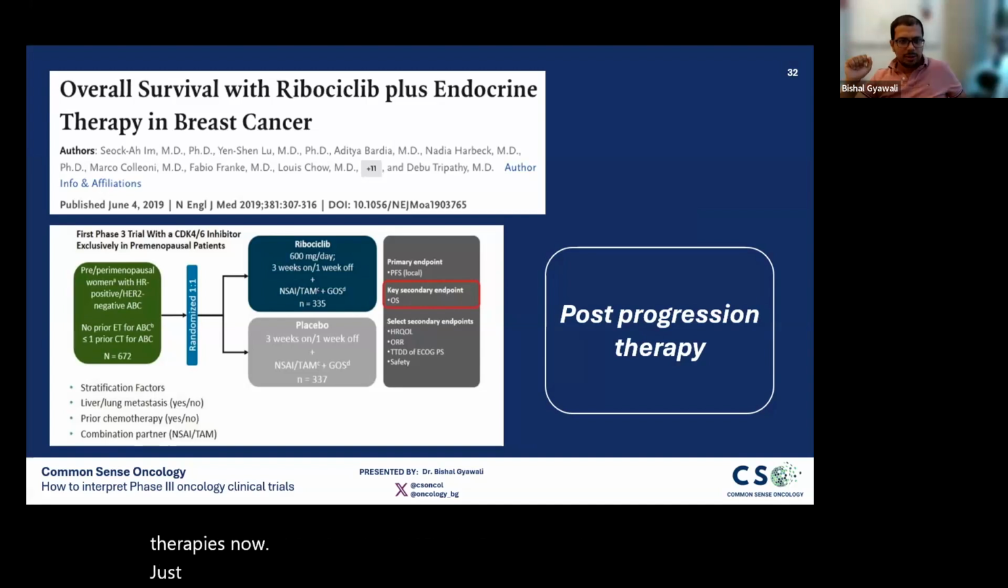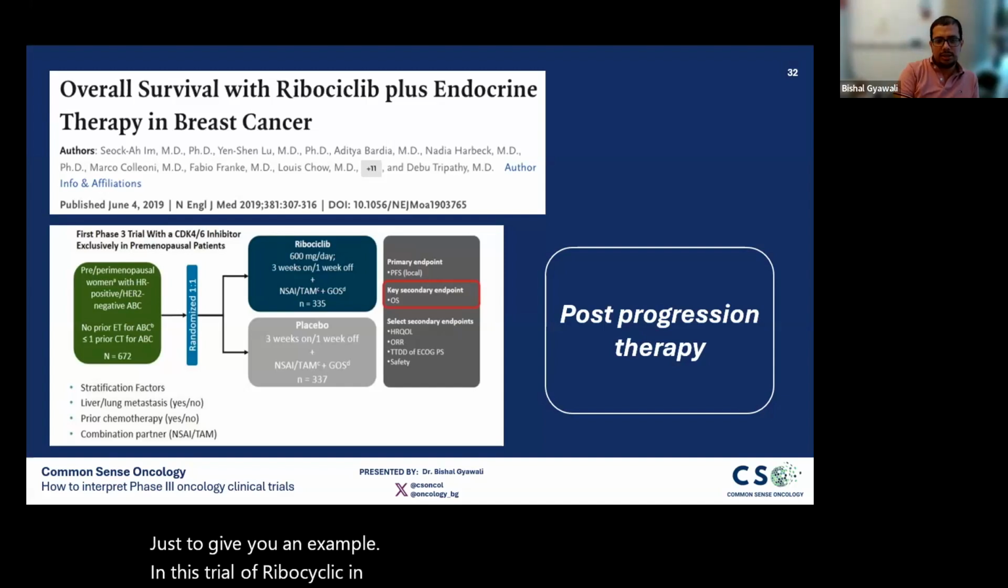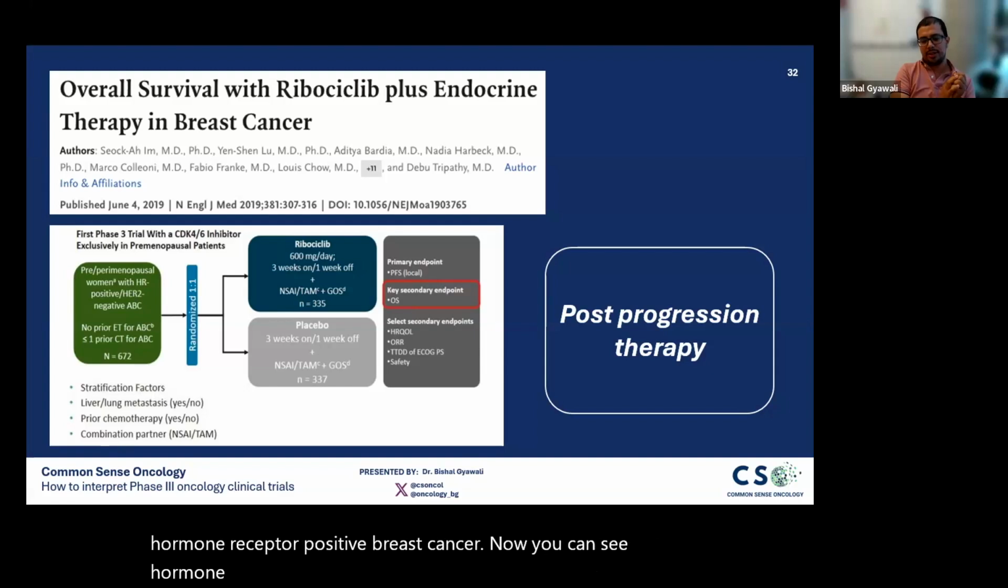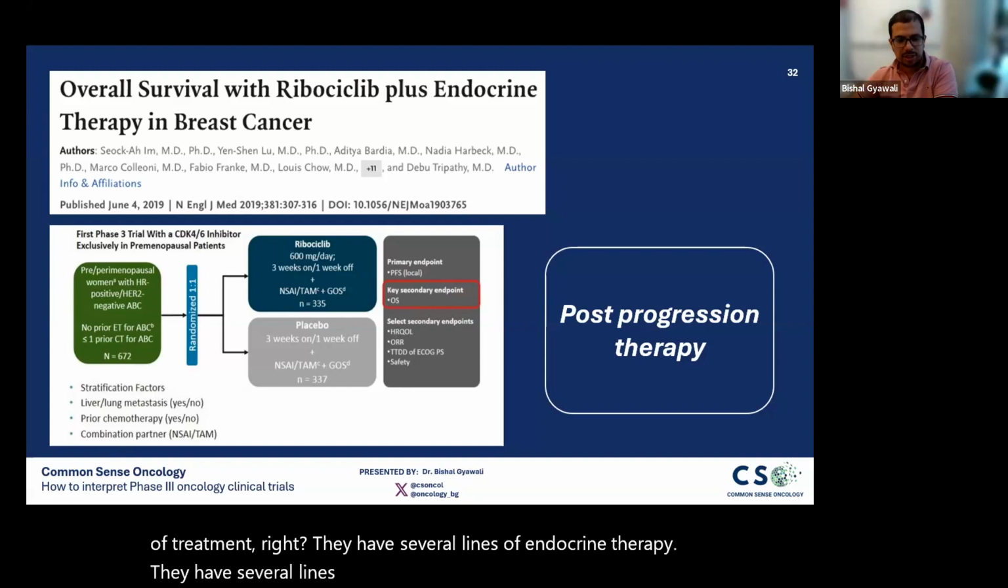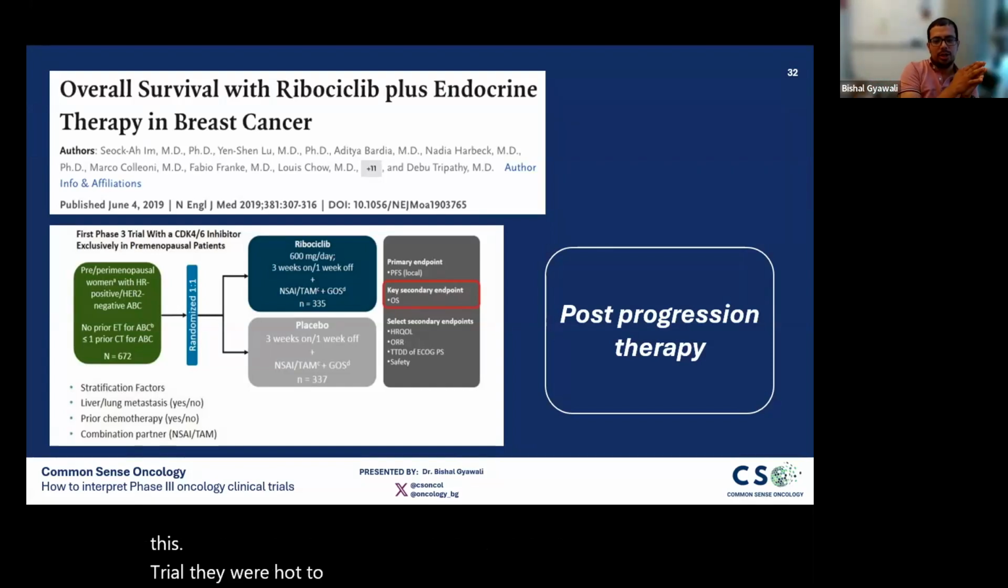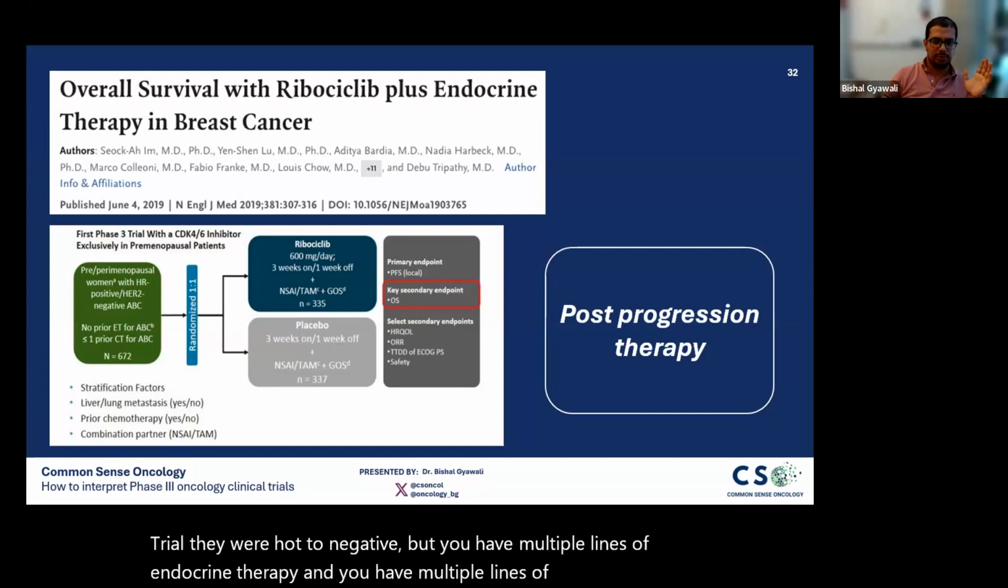Just to give you an example, in this trial of ribociclib in first line, this is a first line trial in hormone receptor positive breast cancer. Now you can see hormone receptor positive breast cancer will have so many lines of treatment, right? They have several lines of endocrine therapy. They have several lines of chemotherapy. They have several lines of HER2 directed therapy if they are HER2 positive. But I think in this trial, they were HER2 negative. But you have multiple lines of endocrine therapy and you have multiple lines of chemotherapy that you can give.